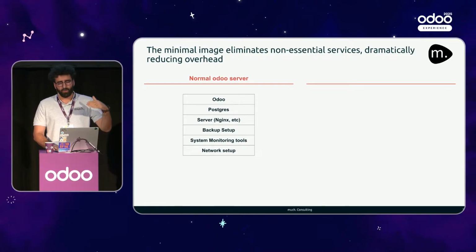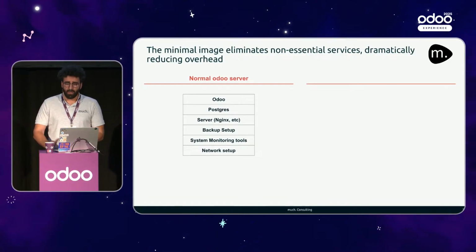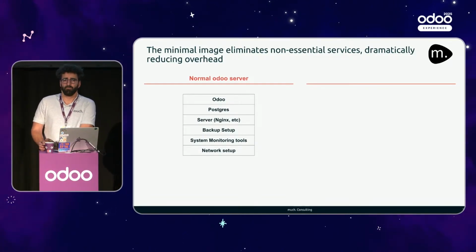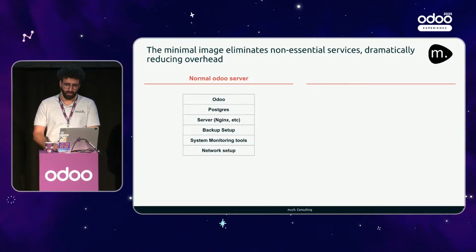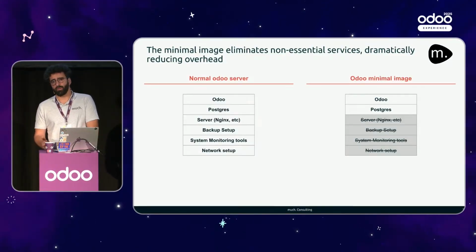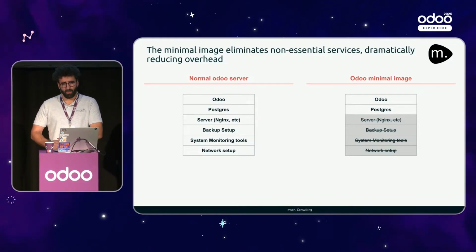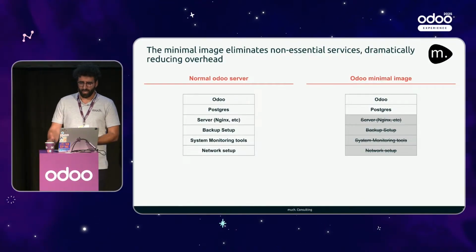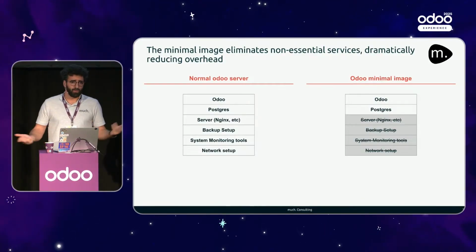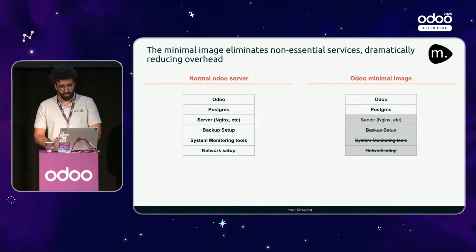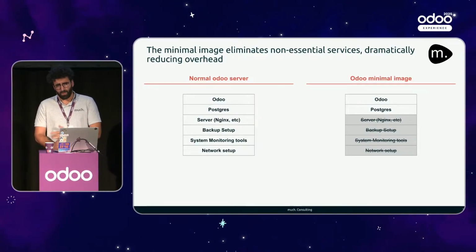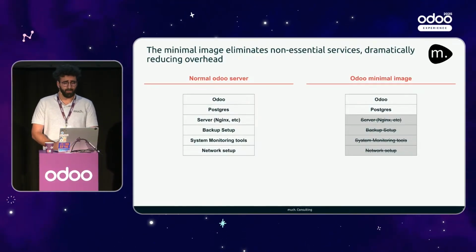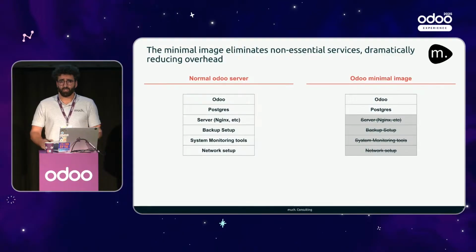So we needed to trim everything that is not needed. If we're just running tests, we don't need most of the stuff. We need Odoo and we need Postgres. That's it. We don't need server, we can use Odoo shell. We don't need backup. I mean, we're just going to destroy the Docker anyway in a moment. We don't need to monitor it. We need to be able to integrate it in the pipeline, for sure. And we don't need a special network setup.